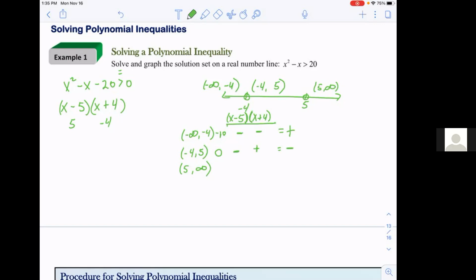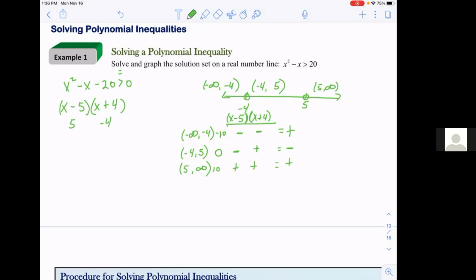Okay? Lastly, I need something in this interval from 5 to infinity. 10 is in there. So again, I'm going to put 10 into that parenthesis. 10 minus 5 is +5. And again, I'm not worried about the value. I just need the sign. So 10 plus 4 is 14. It's positive. So two positives make a positive.